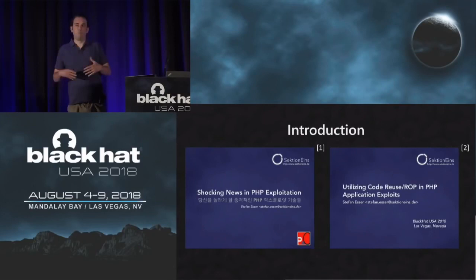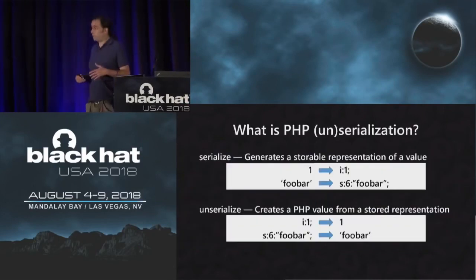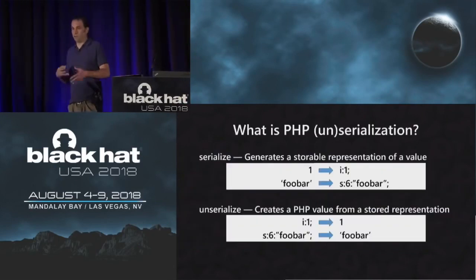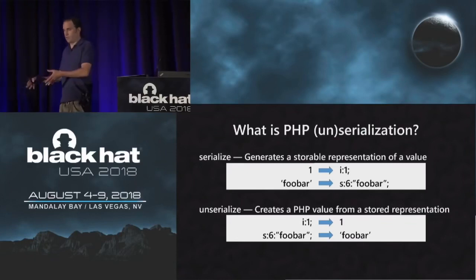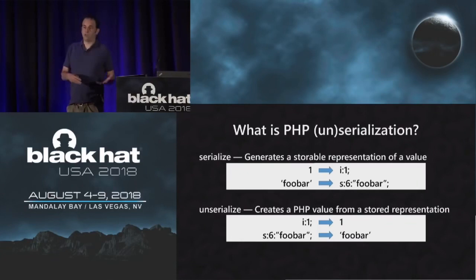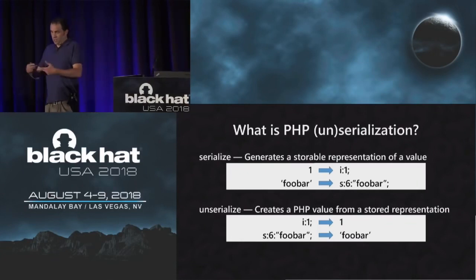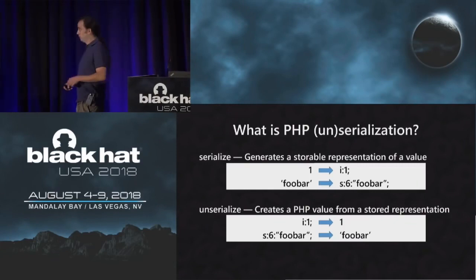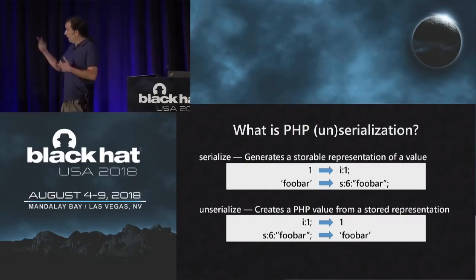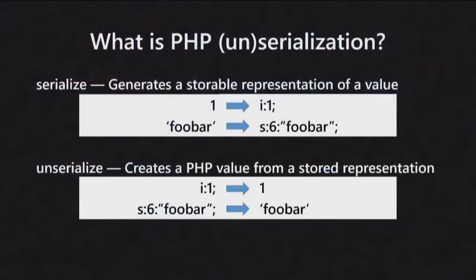I'm not going to go into a lot of detail about serialization and unserialization, but really briefly for anyone who doesn't know what it is: it's a process by which internal objects in PHP are converted into a string representation, which can be passed over the wire or stored in a database. And then unserialization can convert that representation back into an instance of the object. Obviously, the examples on the slide are really simple, an integer and a string, but it can represent far more complicated objects.